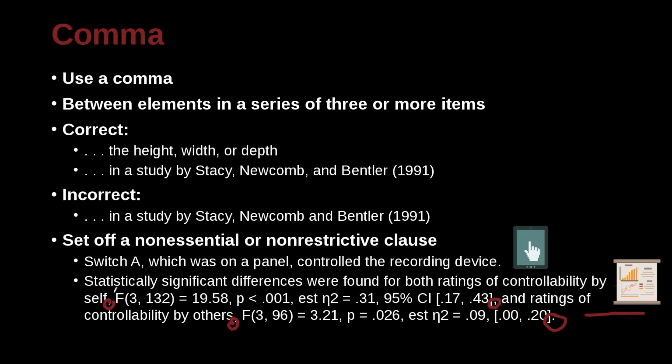So what are we doing? Well, here we're doing the statistical information, the F-score, the degrees of freedom, the p-value, right? Is this very important? Well, yeah, it's important information, but do you need it for the sentence? Well, let's do our test. If I cut this out, and I take this other piece and cut that out too, and now I read the sentence: Statistically significant differences were found for both ratings of controllability by self and ratings of controllability by others, period. That sentence is perfectly good.